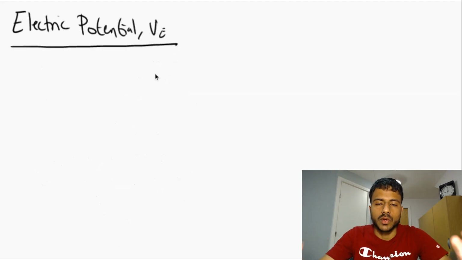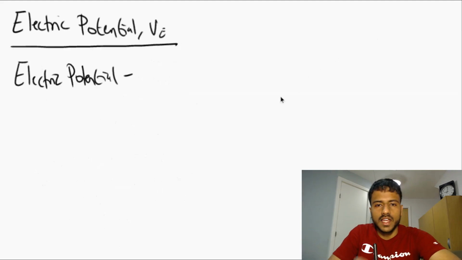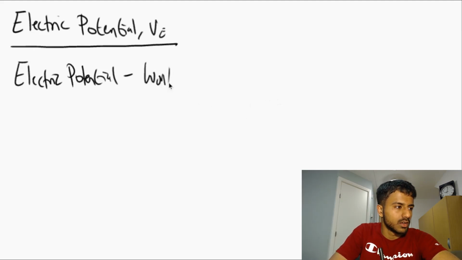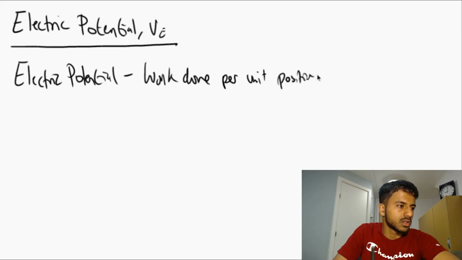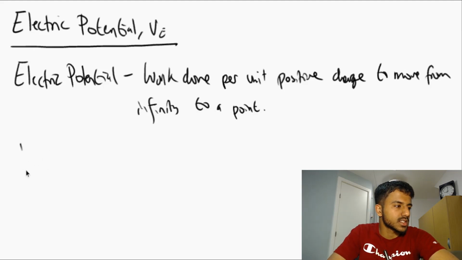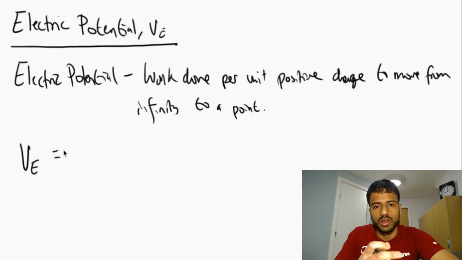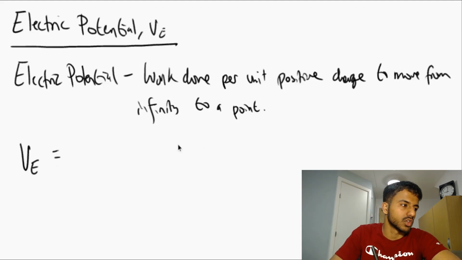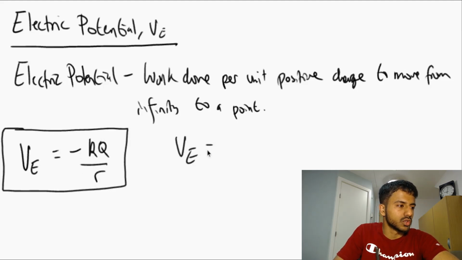Now, just like with gravity, we also have an electric potential. The electric potential is the work done per unit positive charge to move it from infinity to a point. The electric potential has the exact same form for electric fields as it did for gravitational fields, so you'll expect it to be minus kq over r. And it is also equal to the work done per unit charge.